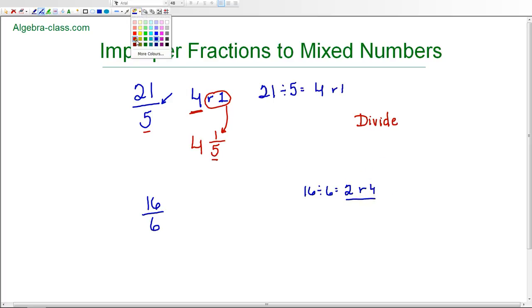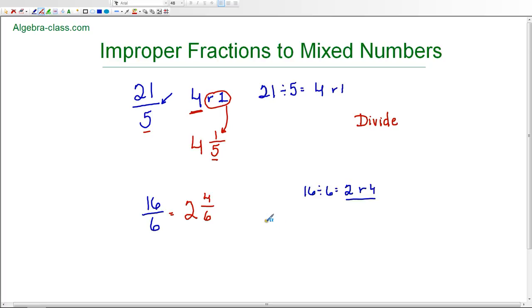So I'm going to write that as 2 whole times 6 will go into 16. There's 4 left over out of 6. So my remainder is 4, that's my numerator. My denominator stays the same. So 2 and 4/6.